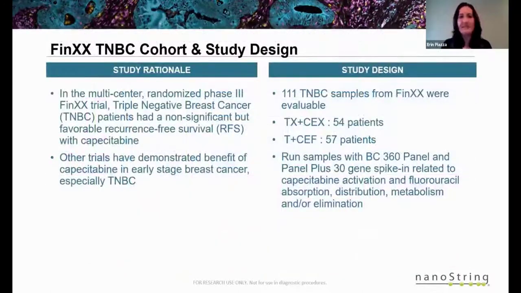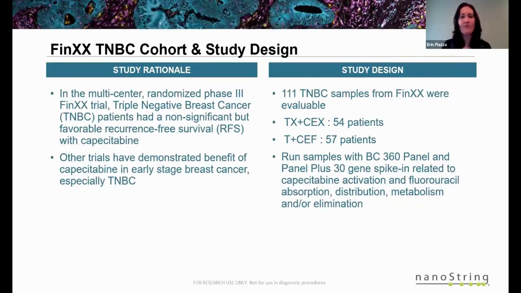And so in this study, the study was called the FinXX TNBC study. It is published, and we were fortunate enough to get access to the samples from this study. It was a multi-center randomized phase 3 trial in triple-negative breast cancer, which, as many of you know, is one of the most aggressive forms of breast cancer. And patients were treated with a novel chemotherapeutic agent called capecitabine.